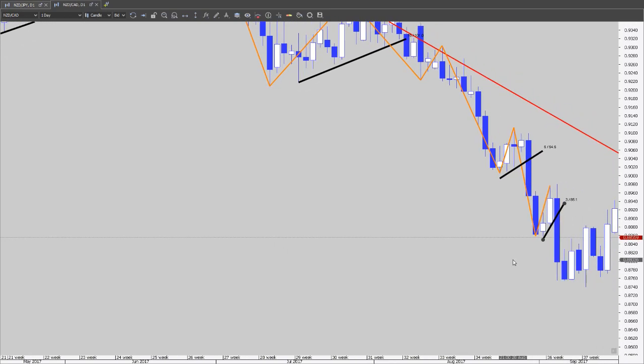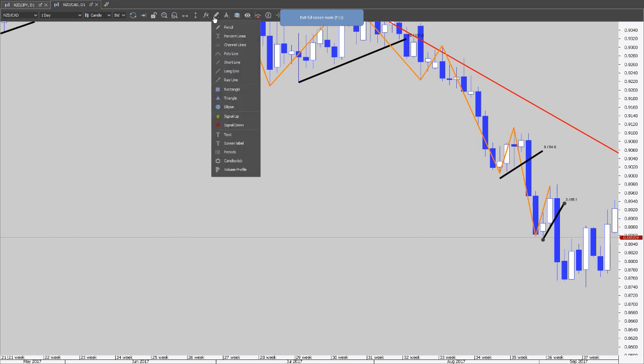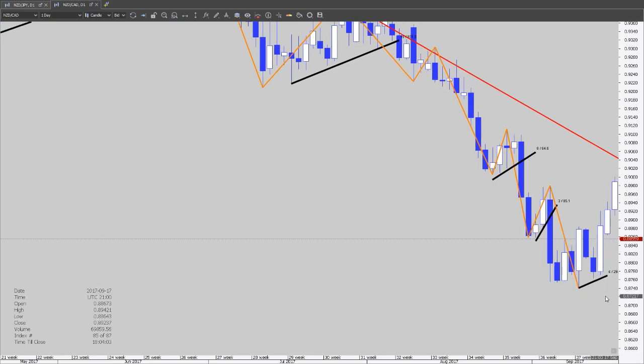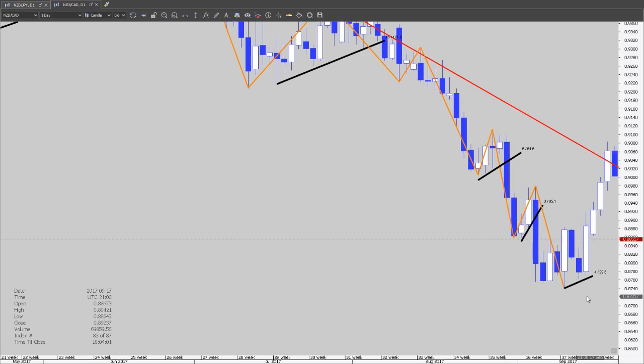Let me see. So high, low, right? This is the trend. Now we are going to short again, right? So this is the counter trend line.